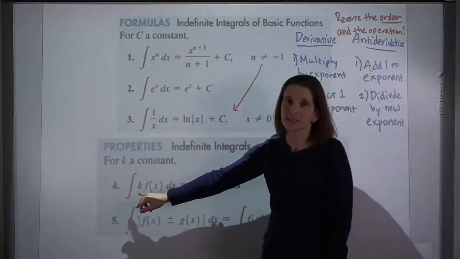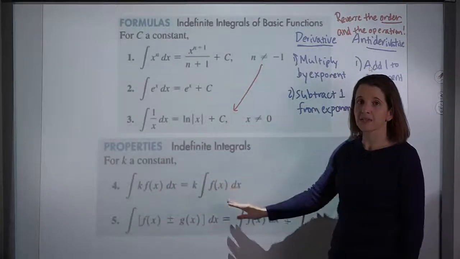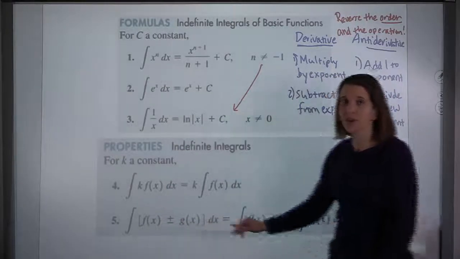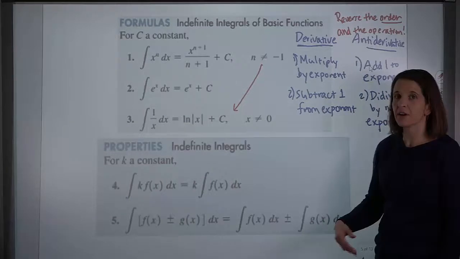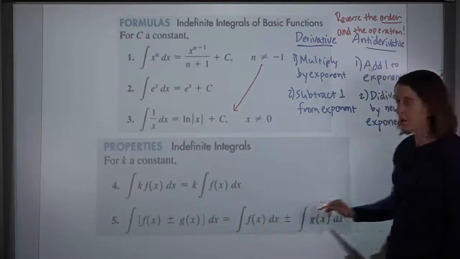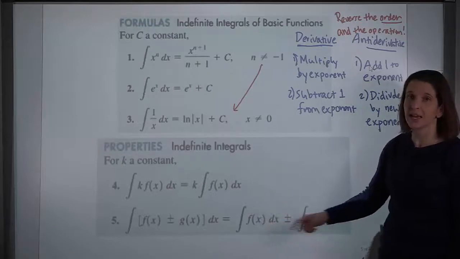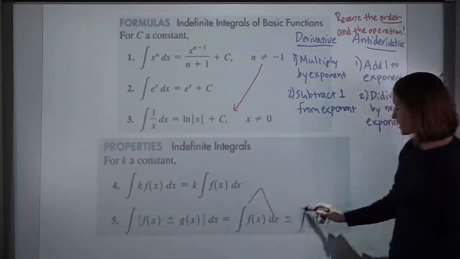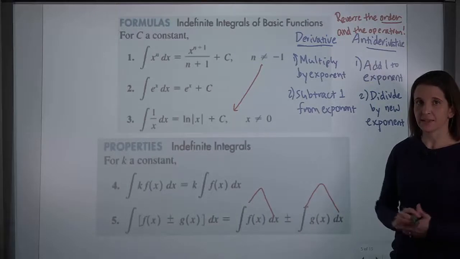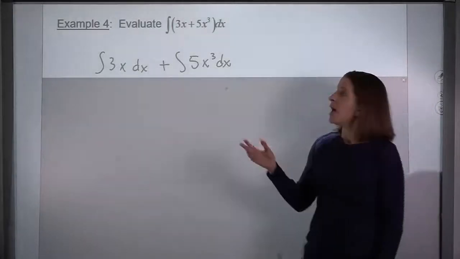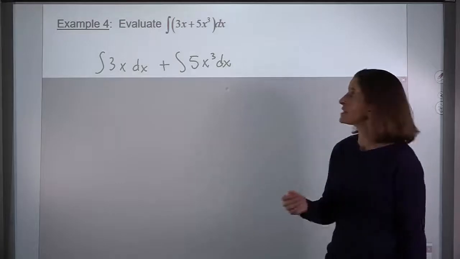So if you have a constant inside, you can pull that constant out and just focus on the function part, the x part. If you have a sum or difference of functions that you're trying to find the antiderivative of, the integral of, you can break it up into 2 separate ones. Now each one will have its own little dx, because those are a package deal that say, please find the antiderivative.